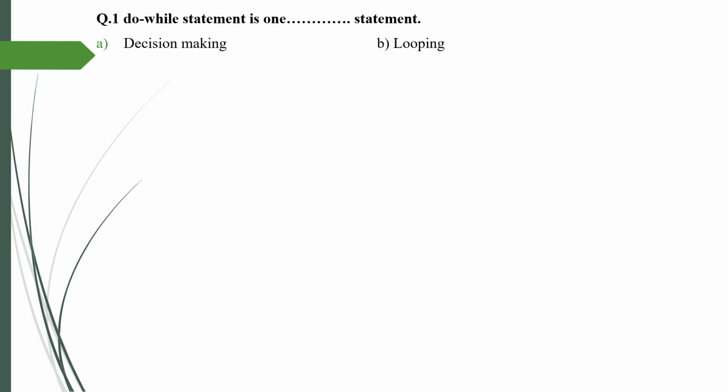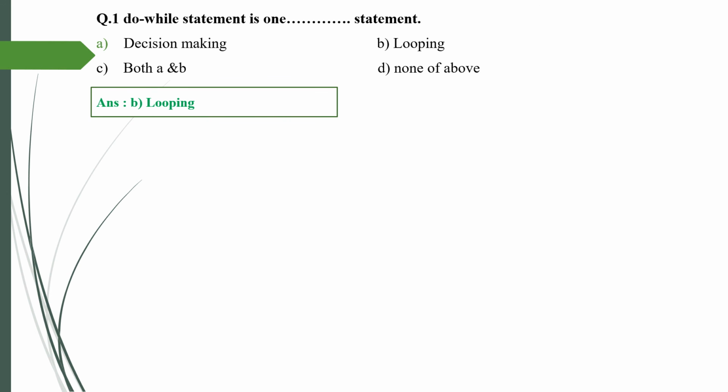Next we have some MCQs. First, do while statement is one ___ statement. First option decision making, second looping, third both A and B, and last option none of above. So the answer of this question is looping. Do while statement is one looping statement.